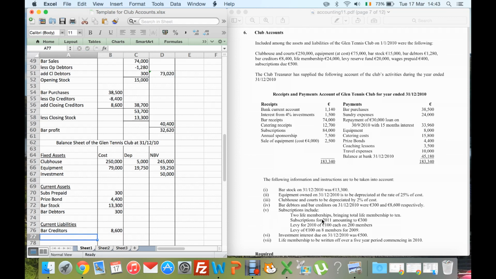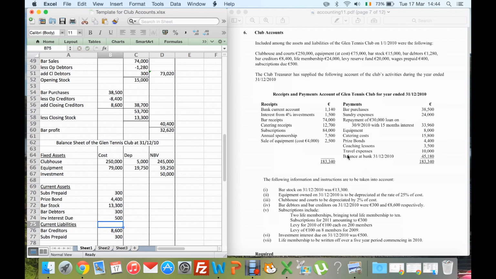We have subs for 2011, so people have paid in advance. That's a liability. That's 300. Because the club owes that money back to those members, or owes a service back to the members. Investment income. Okay, this investment income is due. It's money that's owing to us. And that's 500.